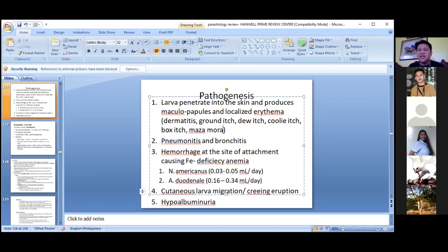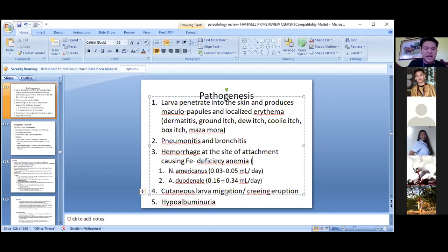And then hemorrhage at the site of attachment. My dear students, you have to remember they are hookworms. The moment they attach to the intestinal epithelium, there will be bleeding. There's bleeding not basically because they suck blood. There is bleeding because of the hooking of the adult parasites in the epithelium. And of course, because of blood loss, that is associated with what we refer to as iron deficiency anemia.